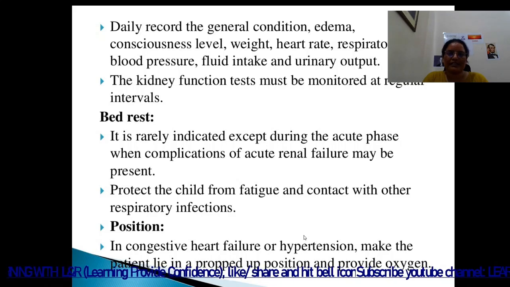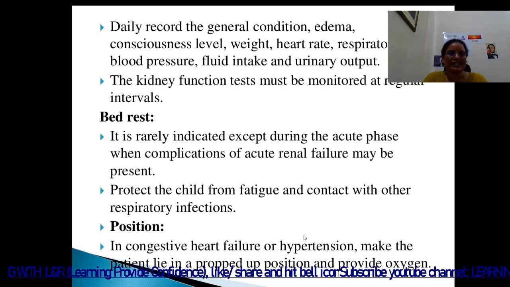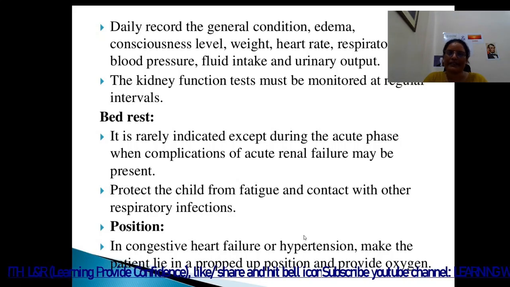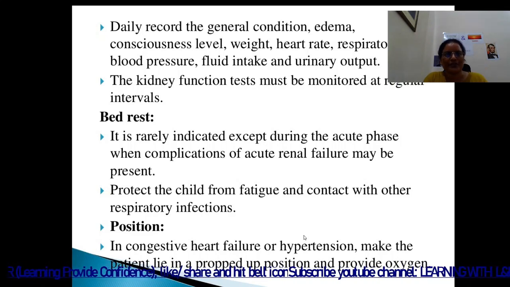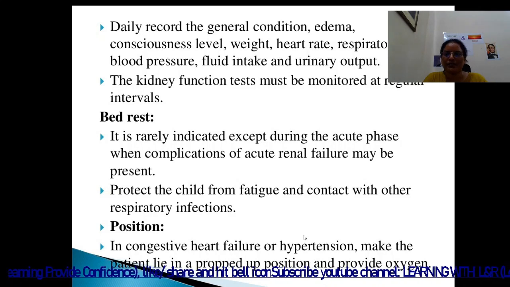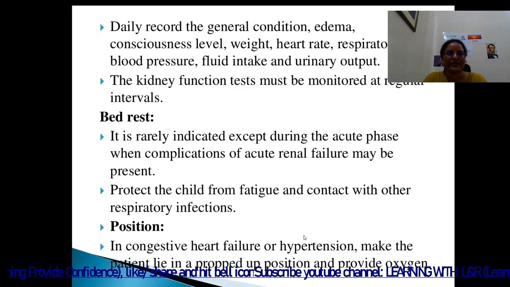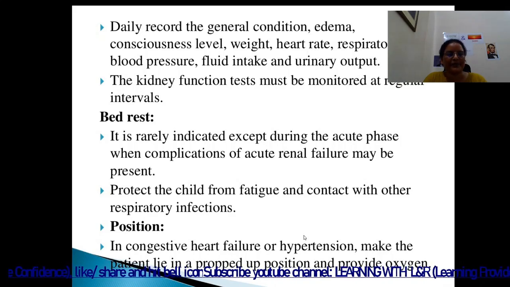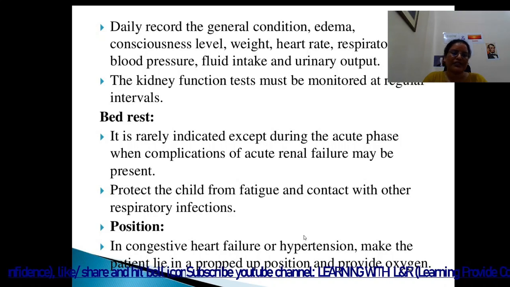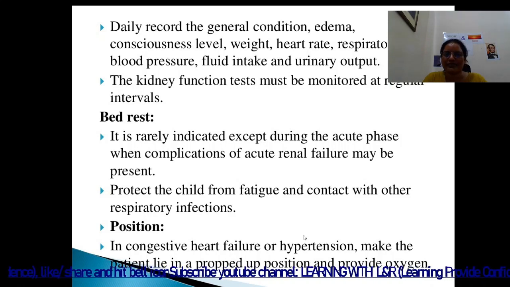Daily record the general condition, edema, consciousness level, weight, heart rate, respiratory rate, blood culture, fluid intake, and urinary output. The kidney function test must be monitored at regular intervals. Bed rest is rarely indicated except during the acute phase when complications of acute renal failure may be present. Protect the child from fatigue and contact with other respiratory infections.